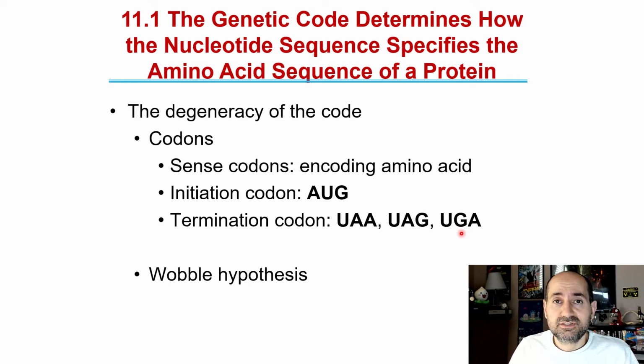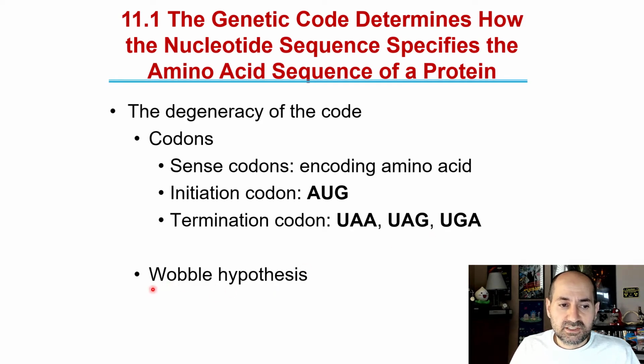the translation process to stop. There is no amino acid that they also code for. Does that make sense? So the terminating codons, and by the way, any one of these three codons will direct translation to stop if it's in frame during the process of translation. The first AUG in the mRNA, at the 5' end of the mRNA, will direct a start to translation, and the first stop codon in frame will direct a stop to translation.